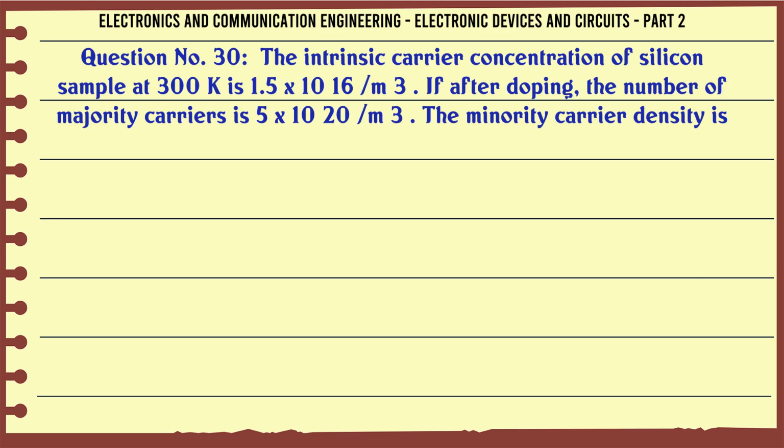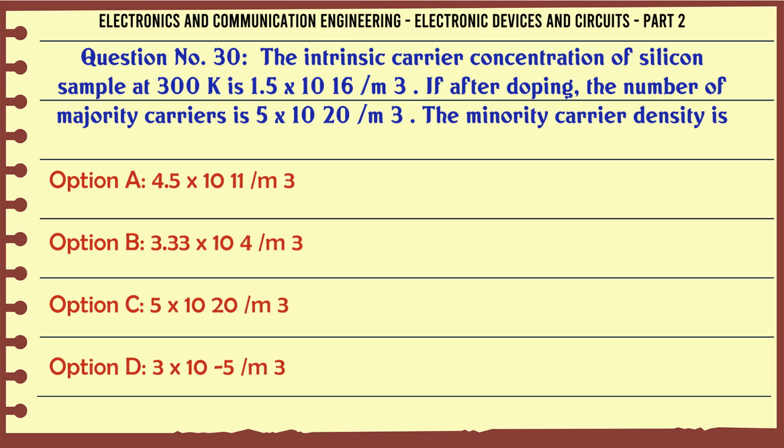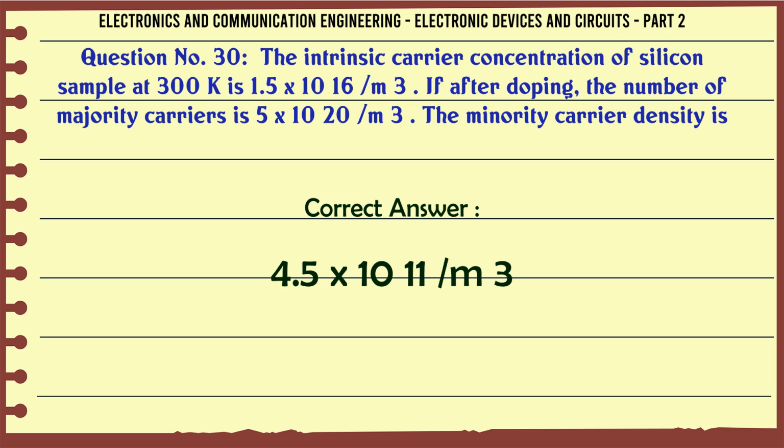The intrinsic carrier concentration of a silicon sample at 300 K is 1.5 x 10^16 per m^3. If after doping the number of majority carriers is 5 x 10^20 per m^3, the minority carrier density is: A, 4.5 x 10^11 per m^3; B, 3.33 x 10^4 per m^3; C, 5 x 10^20 per m^3; D, 3 x 10^5 per m^3. The correct answer is 4.5 x 10^11 per m^3.